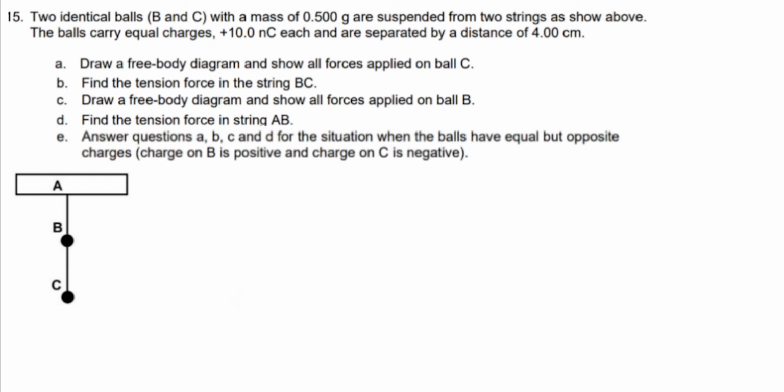Okay, so let's get started. For part A, all it's asking us to do is draw a free body diagram and show all the forces that are applied onto ball C. Okay? So before we do that, let's just make sure we understand the problem. We have two identical balls, B and C, so they're the same in mass, both half a gram, and they're suspended from two strings as shown above. Both balls have an electric charge of 10 nanocoulombs and are separated by a distance of 4 centimeters. So between them here, that's a 4 centimeter distance.